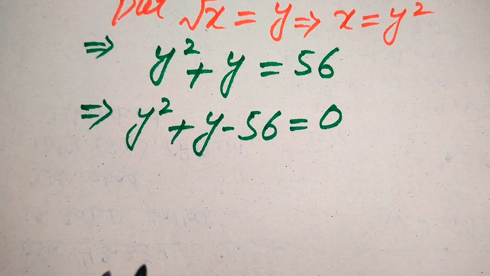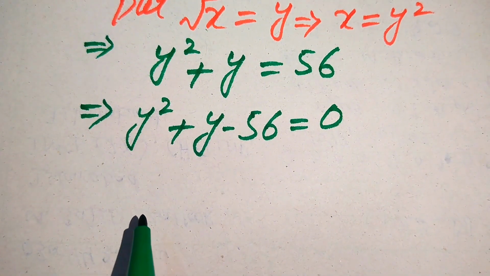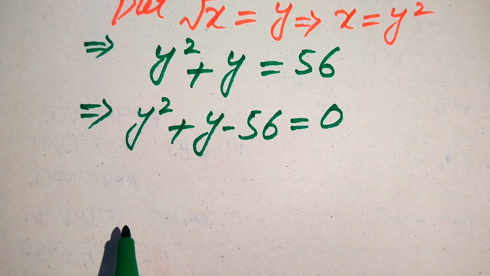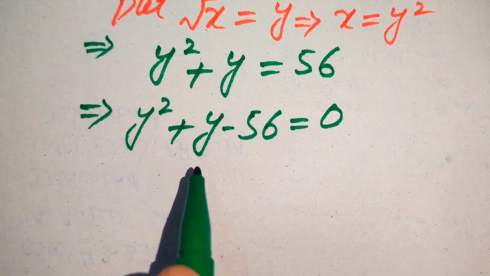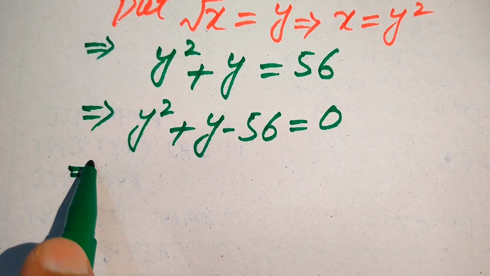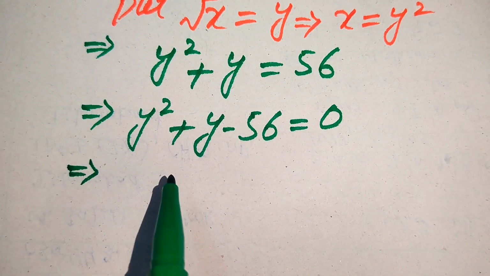And you know that there are three methods to solve a quadratic equation. First is factorization, second is completing the square, and the third one is by using the quadratic formula. But here I will just use the factorization technique, so that we need to break its middle term.